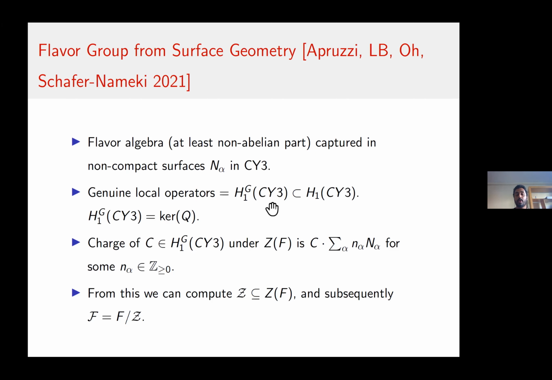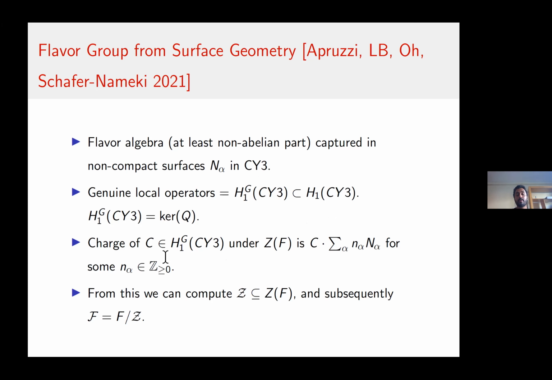Okay, so you want to look at genuine local operators. That means you want to look at things which are gauge invariant under the U1s that arise on the Coulomb branch. So you look for that subgroup of H2 of the Calabi-Yau threefold which does not have any charges under the various U1s. Let's call it H2 with a superscript G. In terms of the map Q discussed earlier, we want to look at the kernel of that map Q, which took us from H2 of CY3 into the lattice Z^r, r copies of the integer lattice.